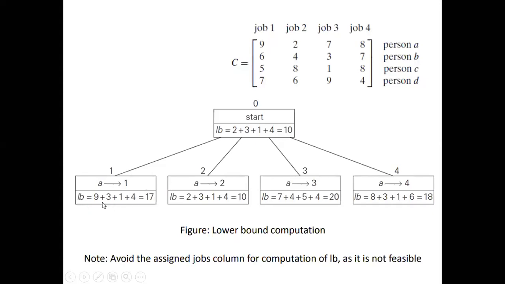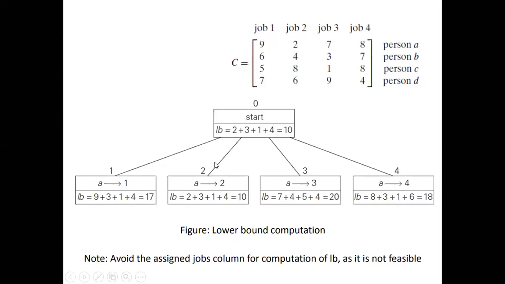What is the total cost here? 9 plus 3 plus 1 plus 4 will give you 17. Correct? So this is one possibility. The next possibility is to assign job 2 to person A. If I assign job 2 to person A, the lower bound will become, what is the value here for job 2 for person A? It is 2. So 2 plus 3 plus 1 plus 4, which is equal to 10.